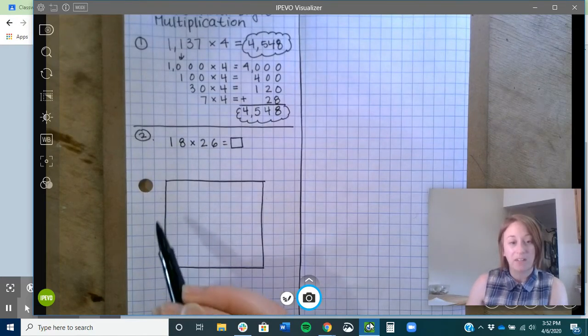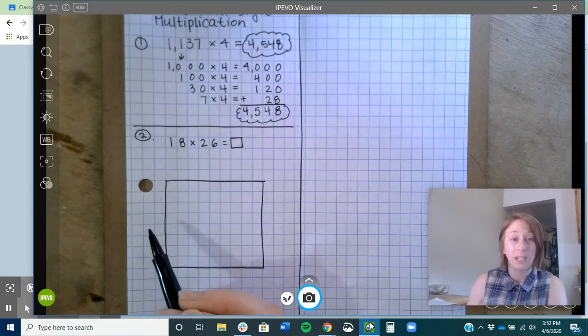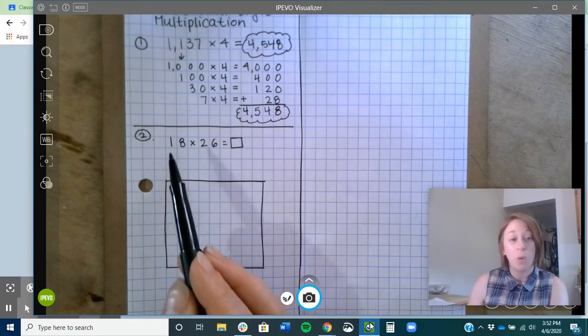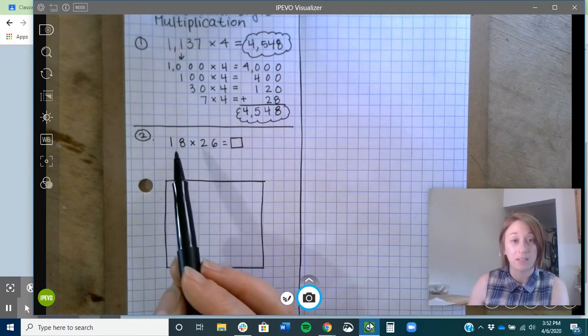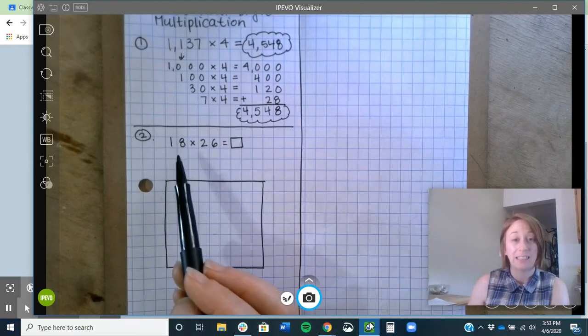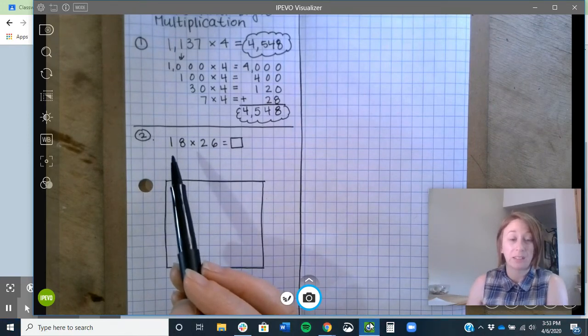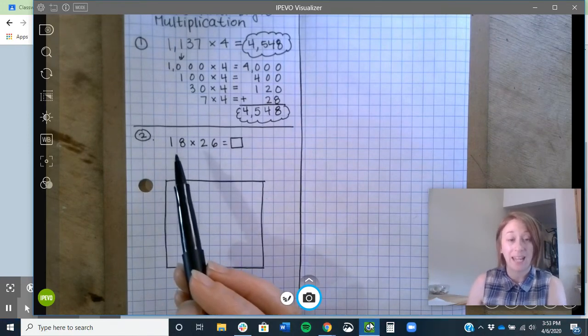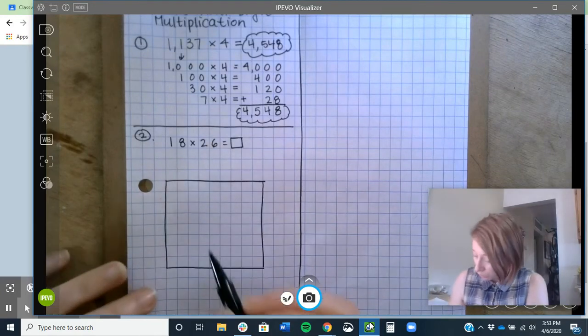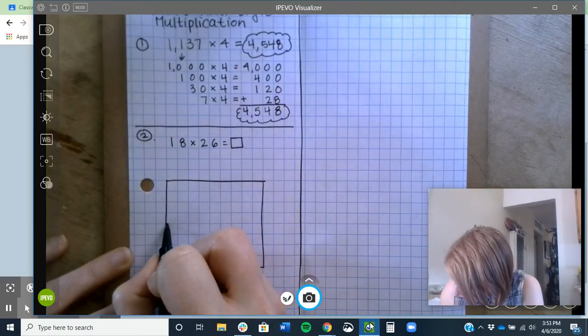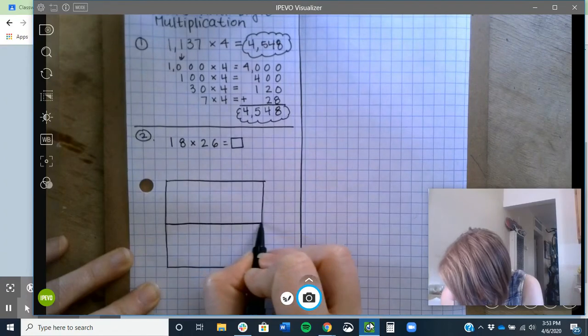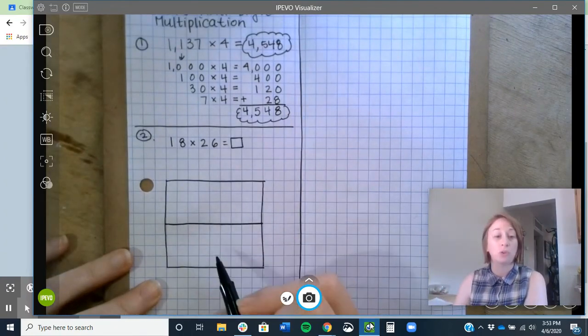If I'm thinking of this side as 18 rows, well, we can again break apart the array into countable pieces. So one way is to break it apart into tens and ones. When we break apart 18 into tens and ones, well, 18 simply has 10 and 8. Let's go ahead and cut our array into two pieces or show the two rows.